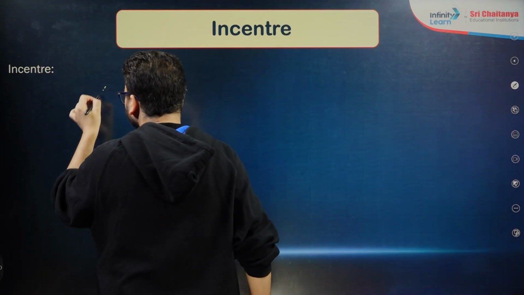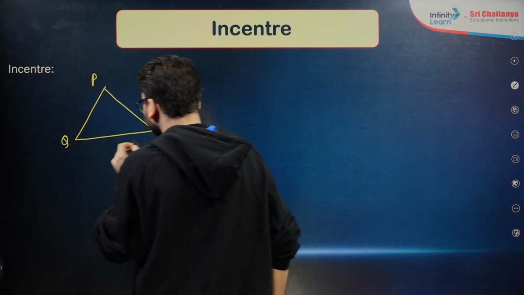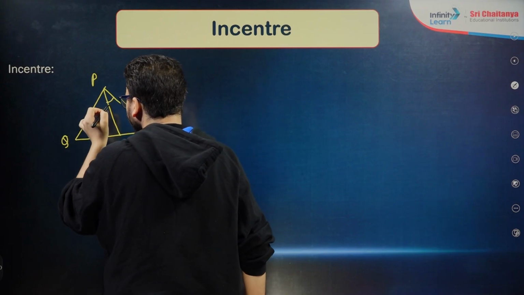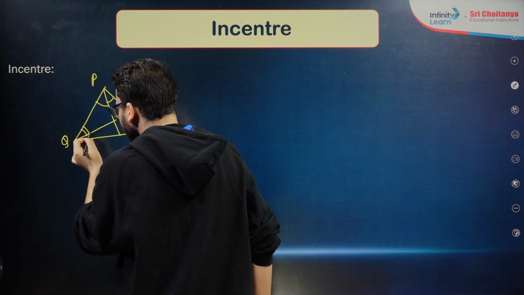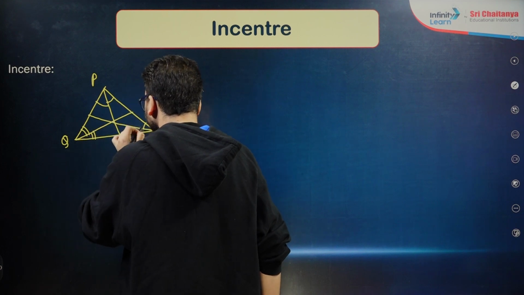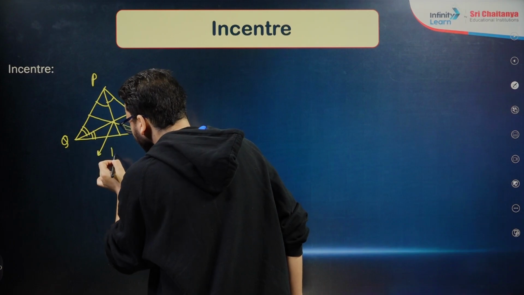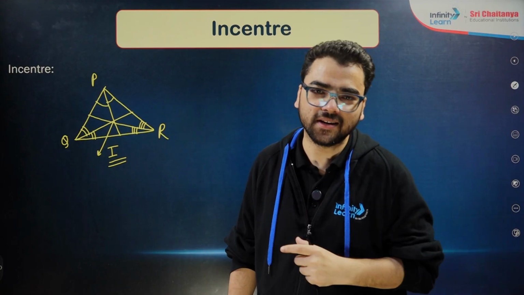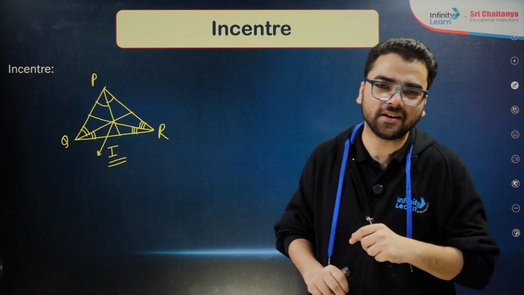So, if you take a triangle over here, any random triangle, suppose this is PQR. And you take the angle bisector. Angle bisector means this angle is equal to this angle. And you take another angle bisector. This angle is equal to this angle. And you take another angle bisector. This angle is equal to this angle. So this is the in-center. The point of intersection of the three angle bisectors of a triangle is called the in-center.